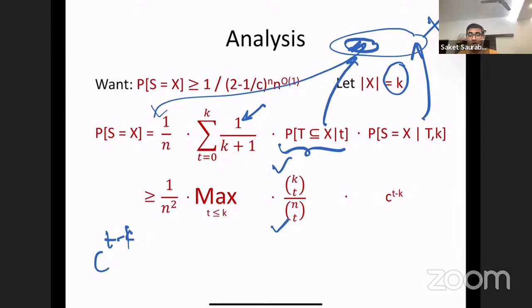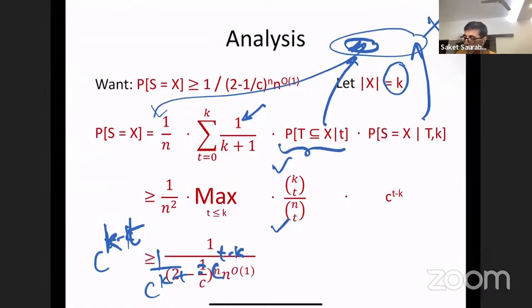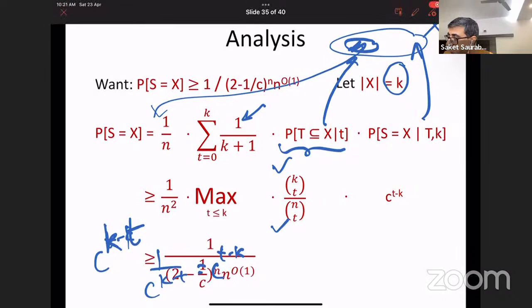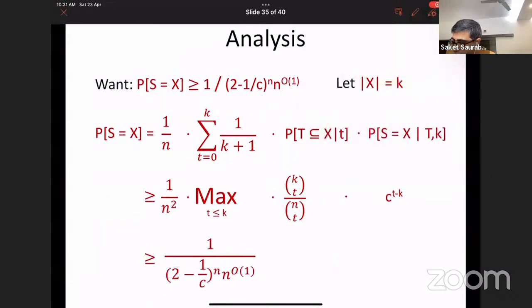So what is the probability that S is... no, this is not right. Let's see. How many extensions are there? The extensions are c to the power k minus t. So 1 over c to the power k minus t is c to the power t minus k, right? So this is what this number is. Now if you do the maths, this is what you get.